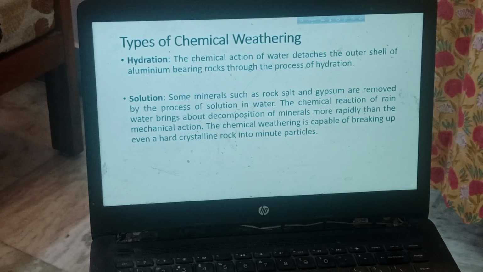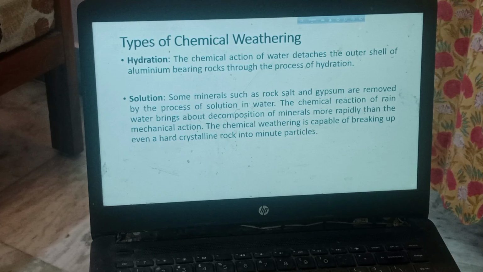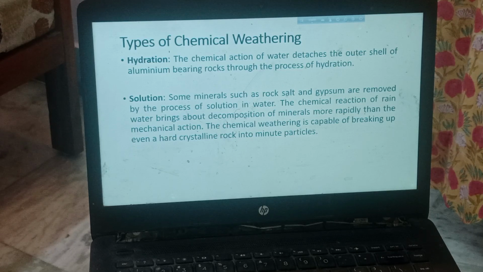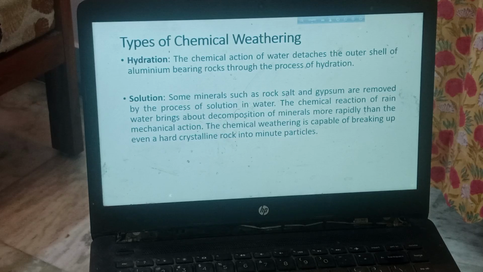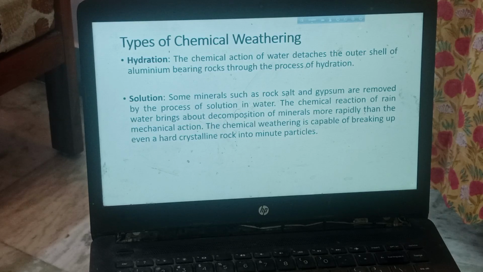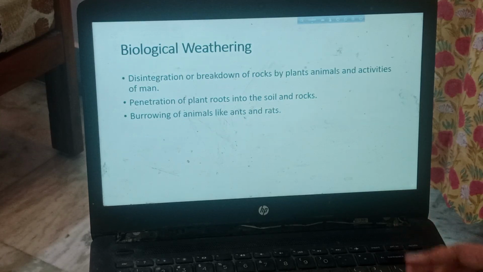Coming to hydration, the chemical action of the water detaches the outer shell of the aluminium bearing rocks through the process of hydration. Then there is the process of solution. There are some minerals such as rock salt and gypsum that are removed by the process of solution in water. The chemical reaction of rainwater brings about decomposition of minerals more rapidly than the mechanical action. So chemical weathering is capable of breaking up even hard crystalline rock into minute particles.